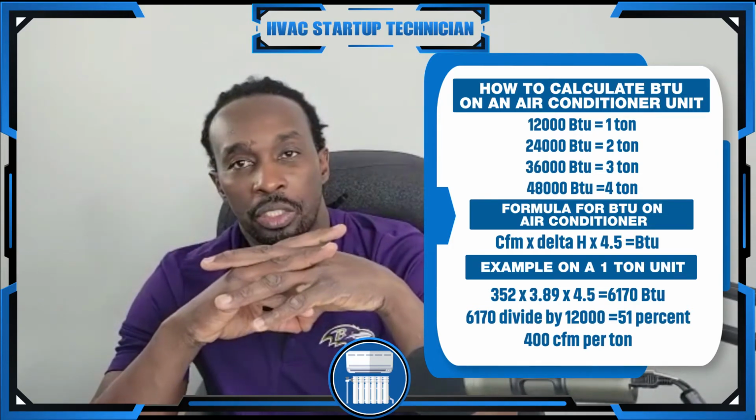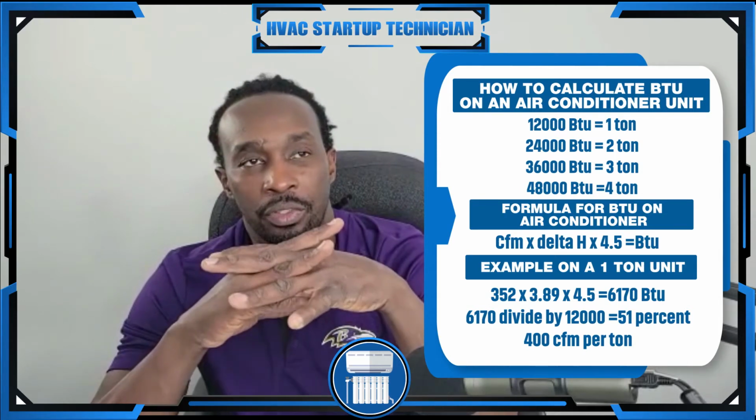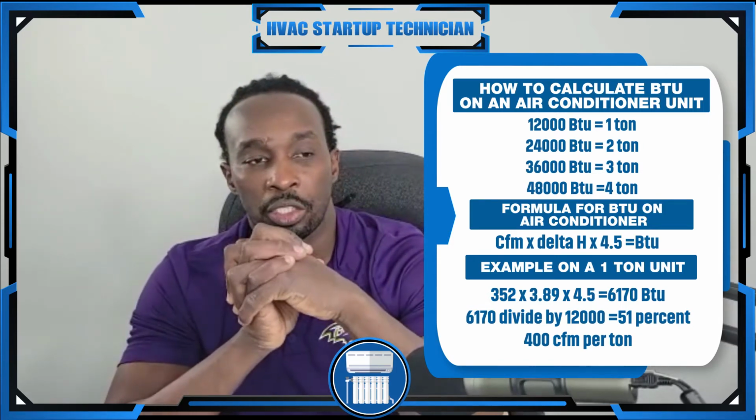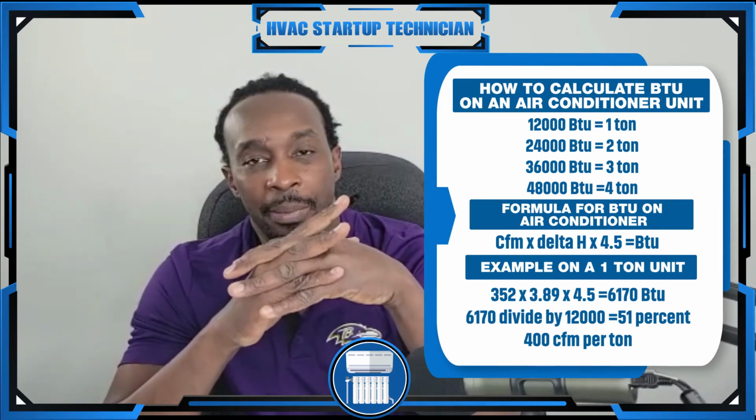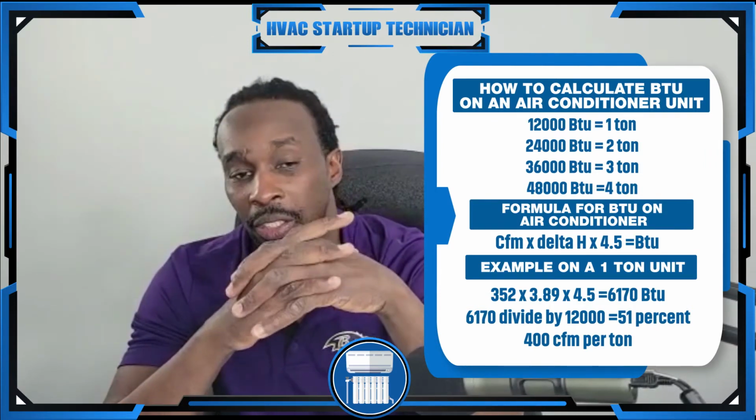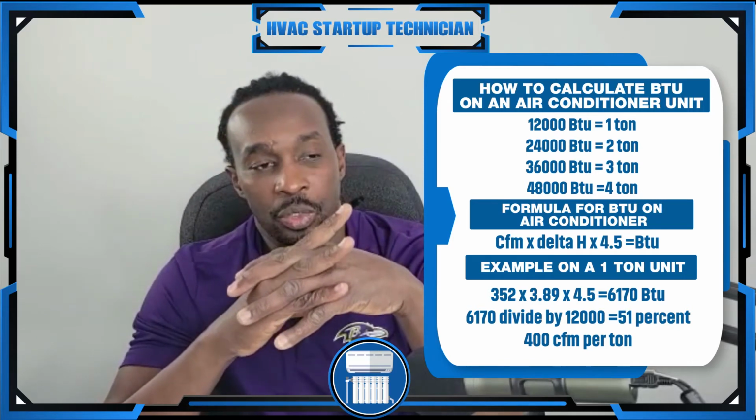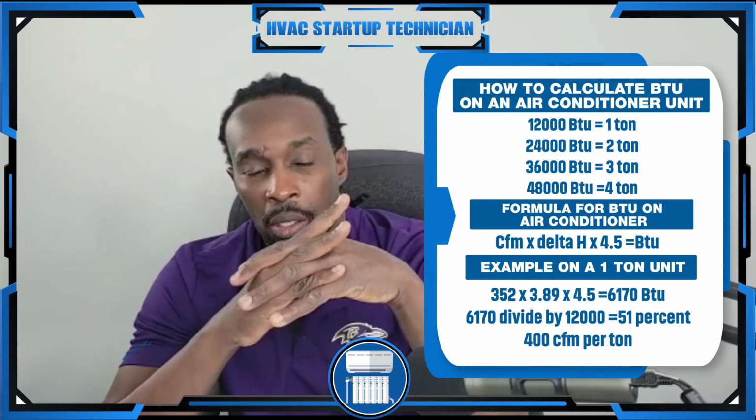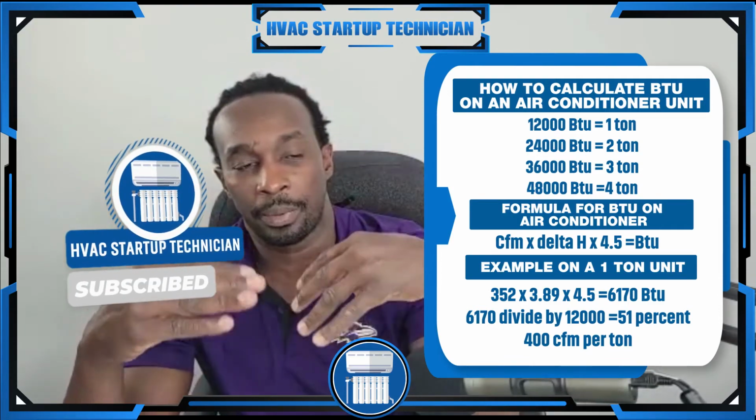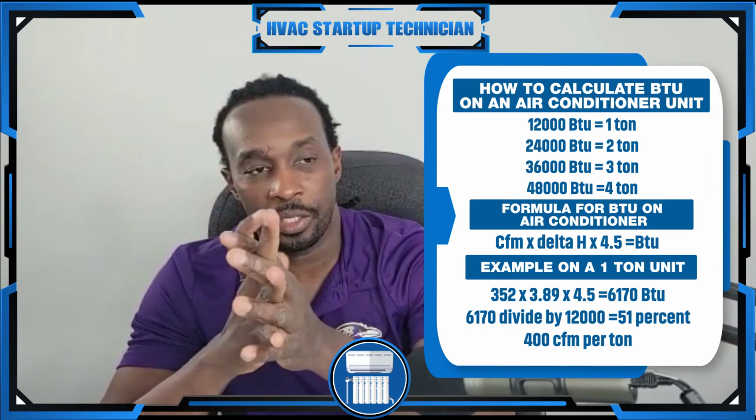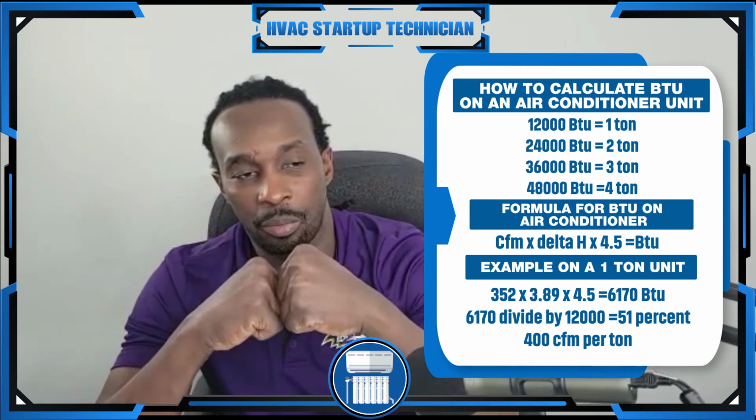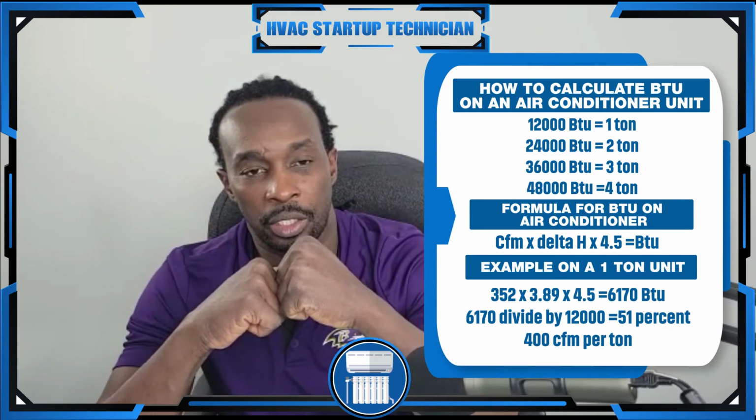A 1 ton unit on design is 12,000 BTUs. So I take the 6,170 and divide it by 12,000, and that gives me 0.51, like 51%. So that unit is performing at 51% efficiency. I'm just throwing out these numbers, and I like repeating them to you because knowing that formula is key. It could make you more valuable, and it could make you a lot more money.